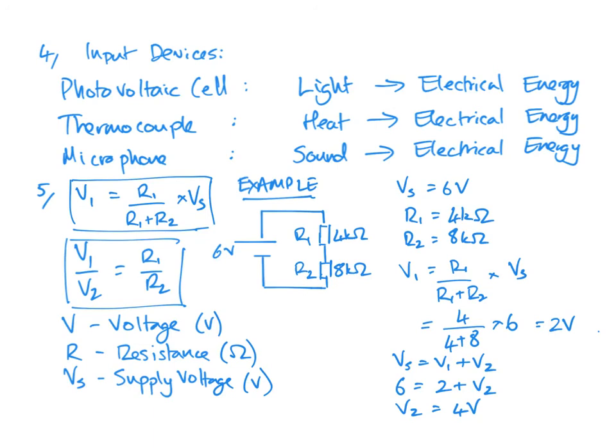And although we've not used the second formula here, you can see that it does work, because V1 over V2 would be 2 over 4, R1 over R2 would be 4 over 8. They're both in the same ratio.